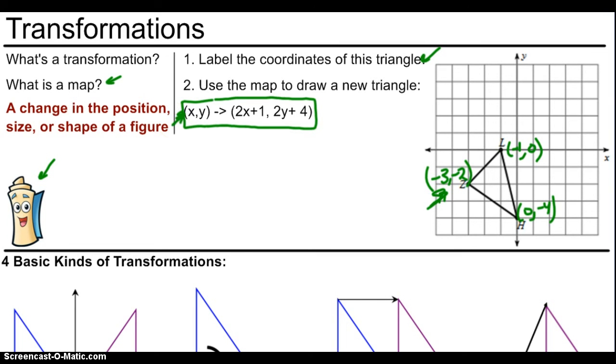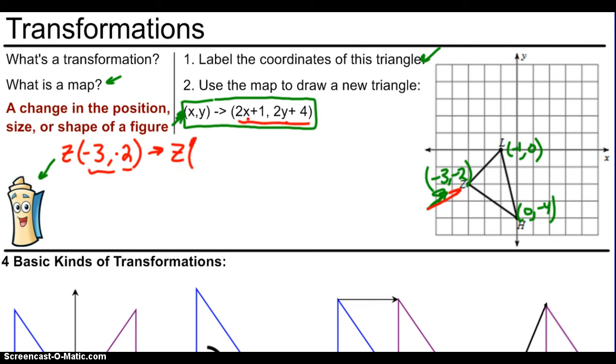And here's how you do it. Start with one of the points. Let's start with Z right here. So Z is starting at -3, -2. What we're going to do is move that to a new point. We're going to call it Z prime with this little apostrophe here. That means prime, or the new Z. And so we're going to use this map right up here. But instead of x and y, we're going to put in the original coordinates of Z right here, -3 and -2.